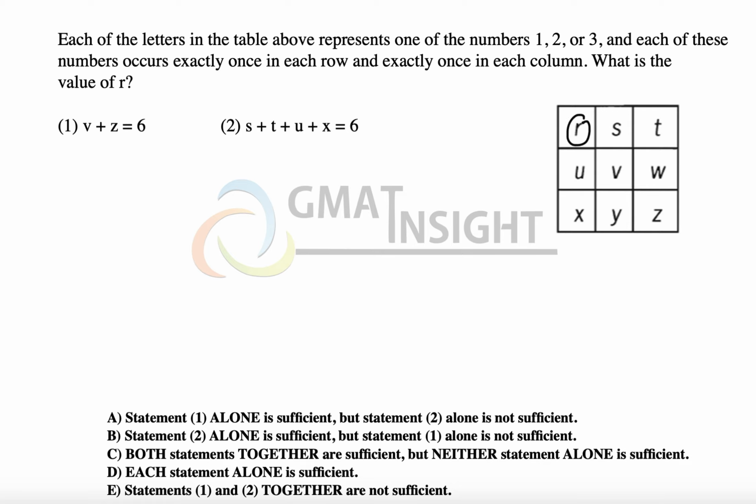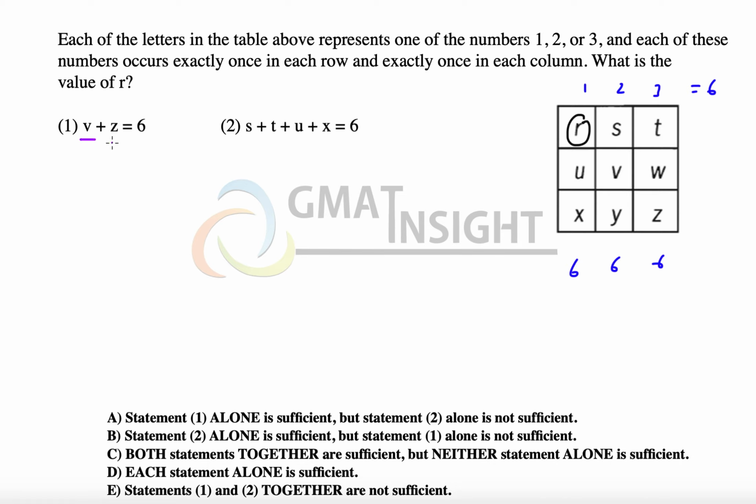Now let's quickly understand one basic fact: since every row has to have the numbers 1, 2, 3, the sum of each row should be equal to 1 plus 2 plus 3, that is 6. The sum of each column should be equal to 6 as well. Based on this information, we have to look at these statements. Let's start with the first statement here. The first statement says that v plus z is equal to 6.